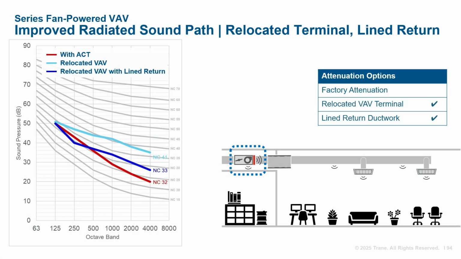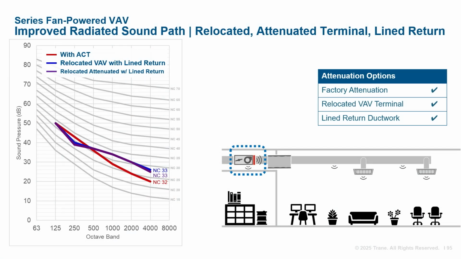The dark blue line represents this installation. While this isn't quite as good as the original installation with acoustical ceiling tiles, NC32, it is very close at NC33. This is a difficult example because the terminal has a small fan, which makes noise. But we were able to achieve similar sound levels by performing a what-if analysis using software.